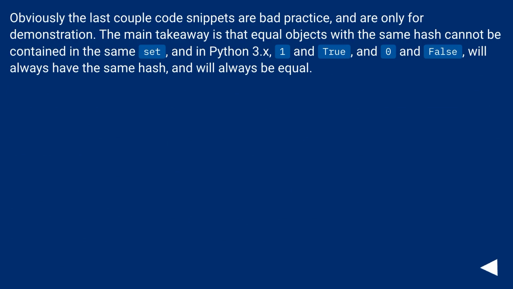The main takeaway is that equal objects with the same hash cannot be contained in the same set, and in Python 3.x, 1 and True, and 0 and False, will always have the same hash, and will always be equal.